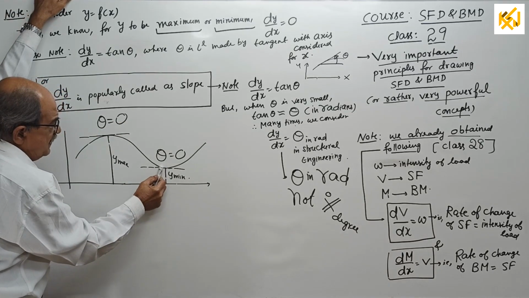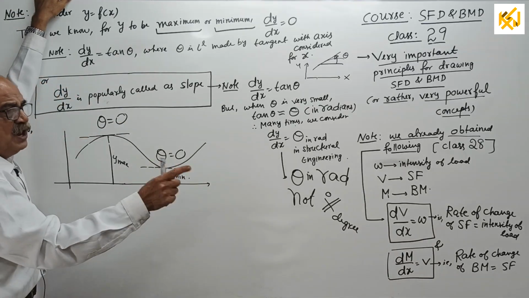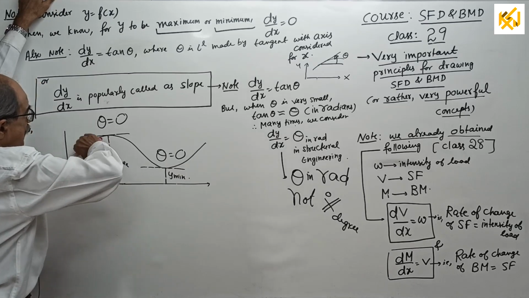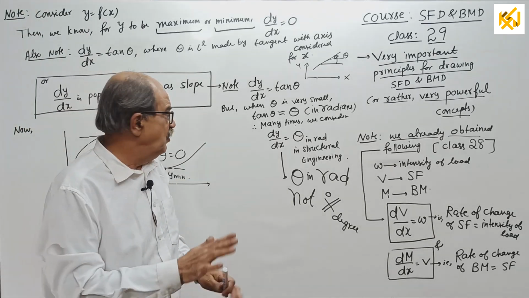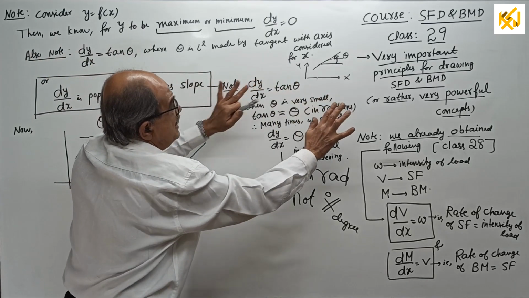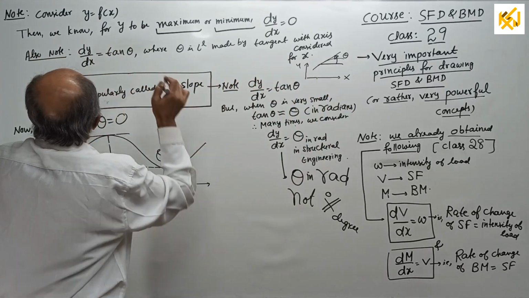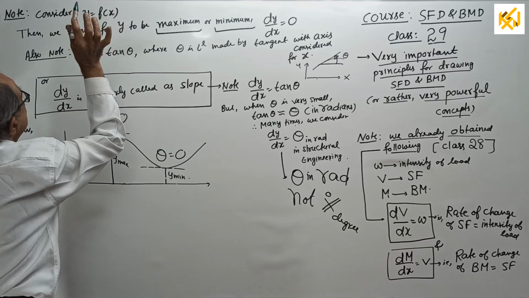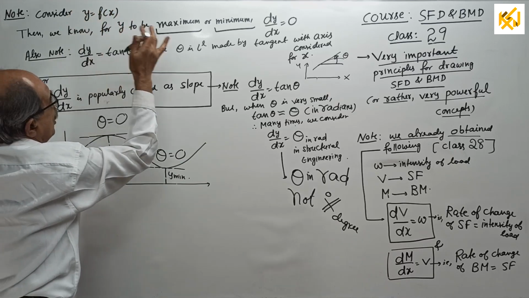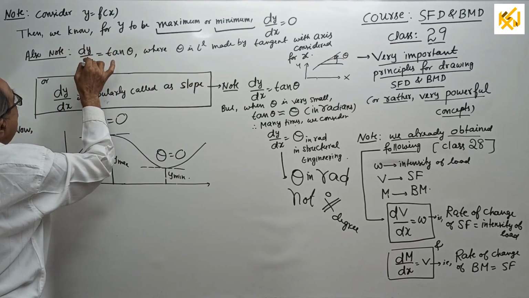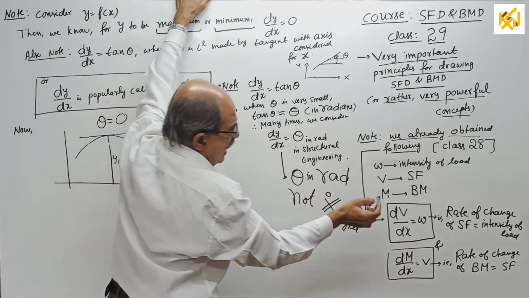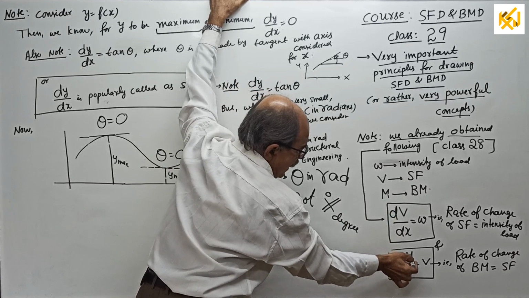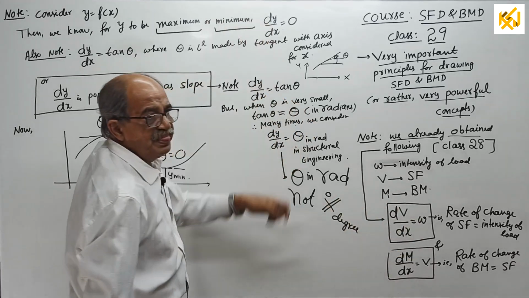Here, a little on this side or a little on that side, the value will increase. Then only it is called maximum or minimum. Be very careful. Now, come to our structural engineering, SFD and BMD. I told you y is f of x. For y to be maximum or minimum, dy by dx should be equal to 0. I wrote that there. Now see, we already got dm by dx equal to V.